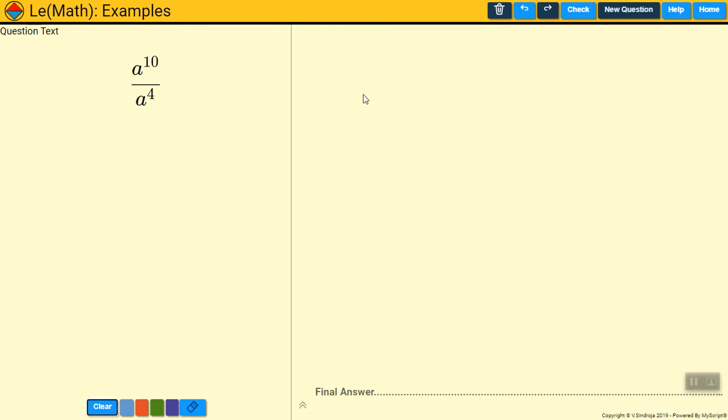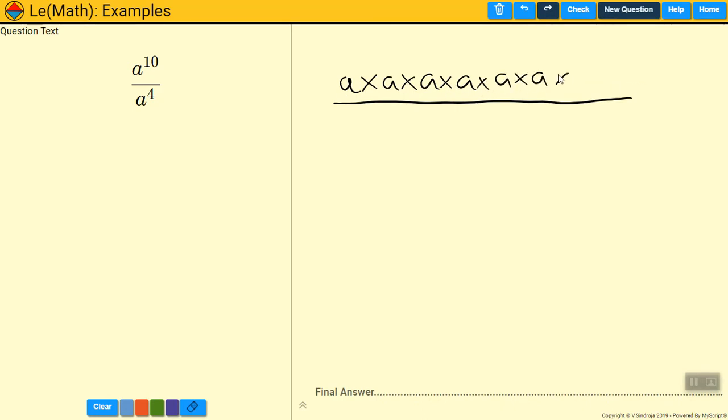On the top of the fraction is a to the power of 10. So let me write it properly. A times a times a times a times a. How many is that? 5. We need 5 more. So 1, 2, 3, 4, 5. And on the bottom it's a times a times a times a. There's 4 of them.